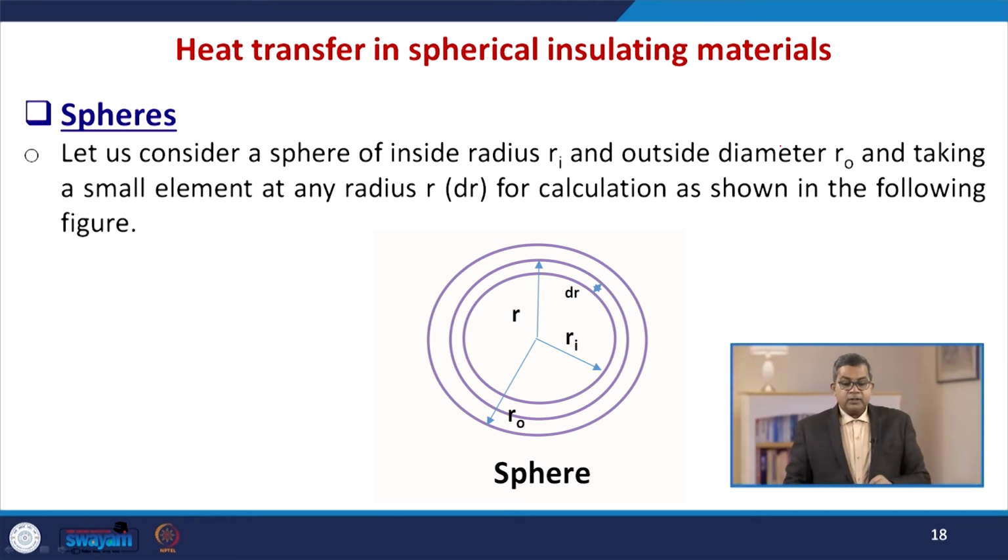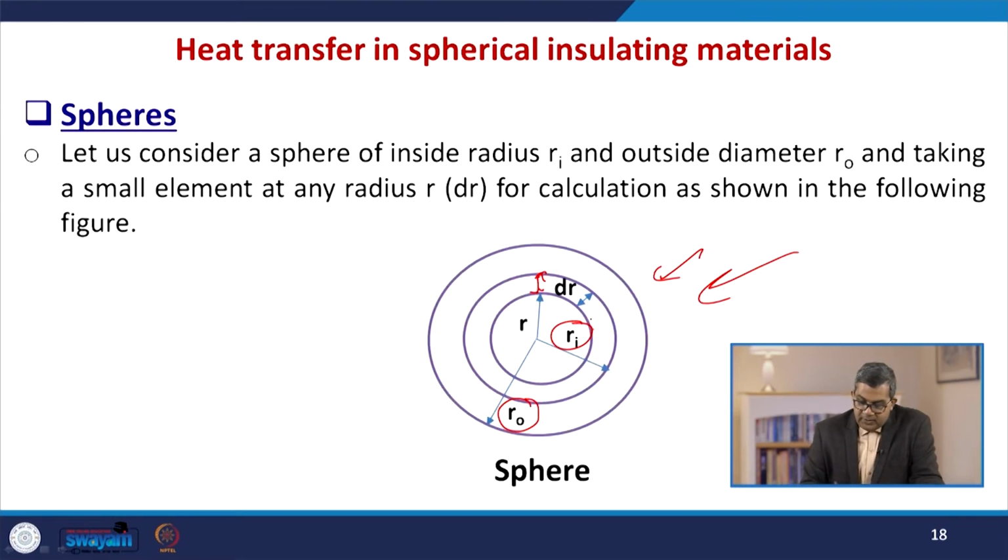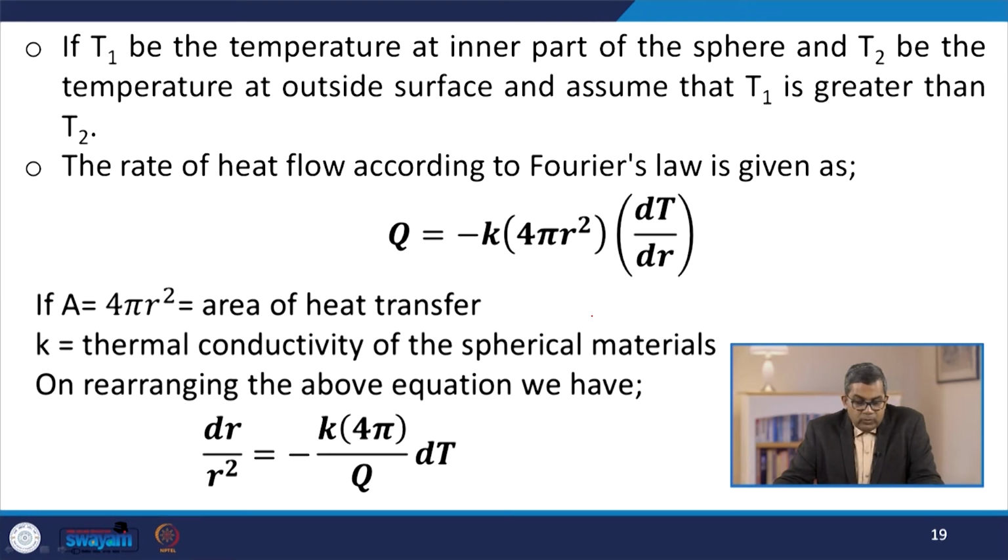Now let's talk about the heat transfer in spherical insulating material. So first in this category are the spheres. Let us consider a sphere with inside radius Ri and outside radius R0, and take a small element of radius dr for calculation as per this figure. If T1 is the temperature at the inner part of the sphere and T2 is the temperature of the outside surface, then assume that T1 is greater than T2, that is a pi flow.